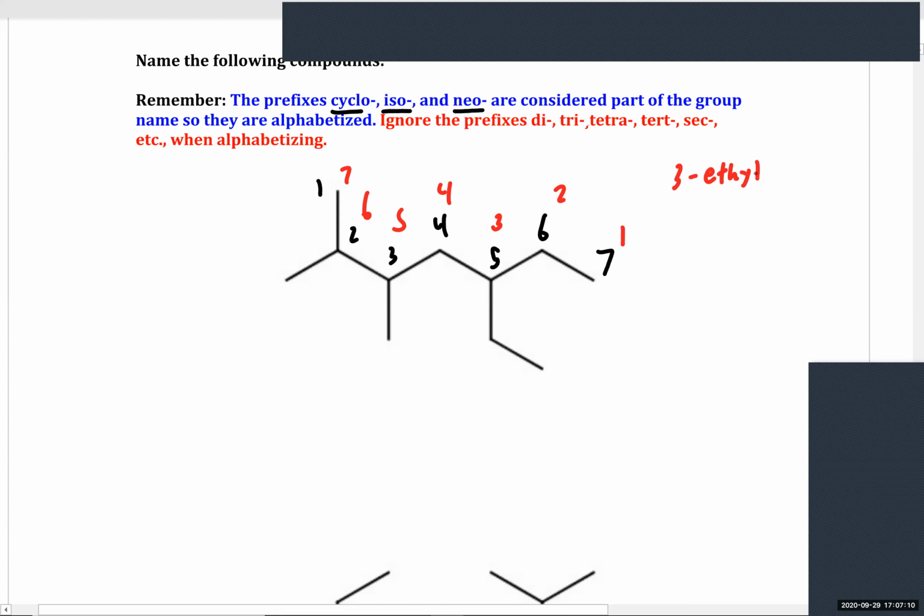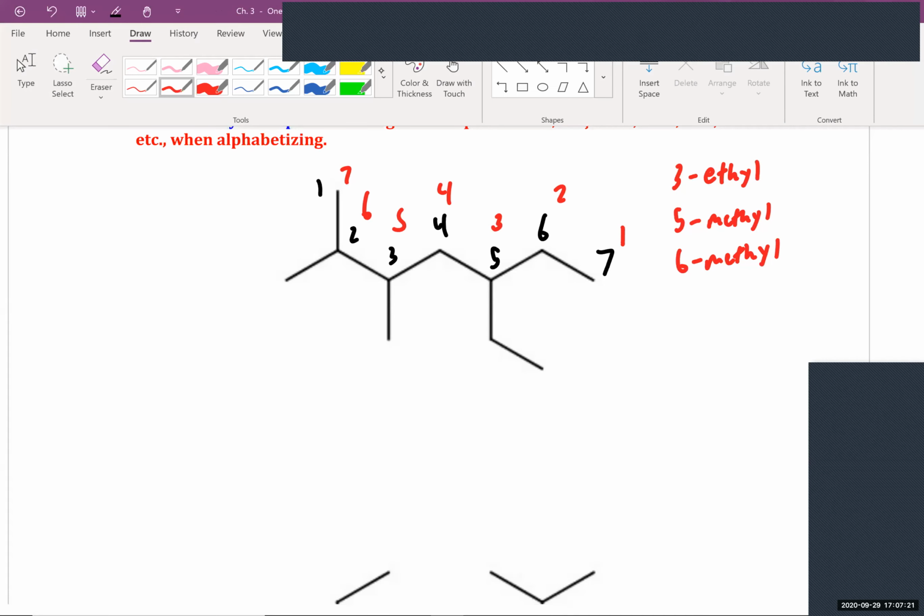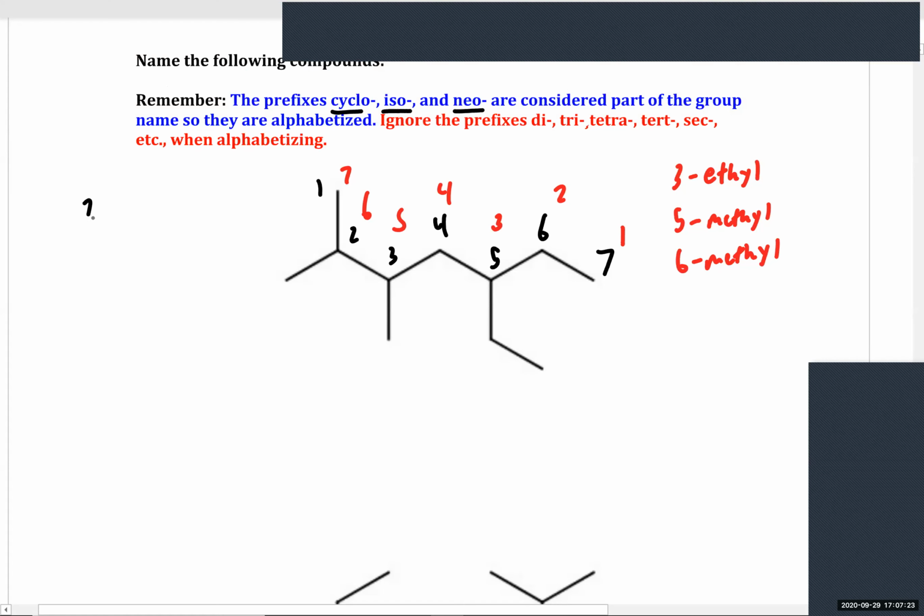So in red, I have a 3-ethyl, 5-methyl, 6-methyl. While in my dark ink, I have 2-methyl, 3-methyl, 5-ethyl.